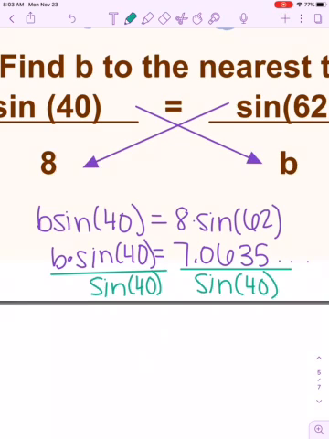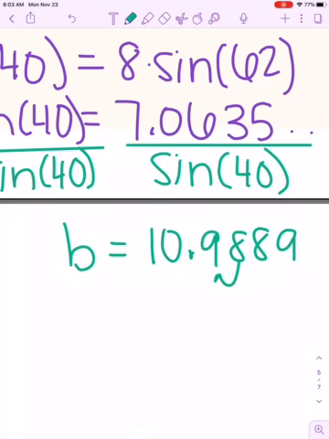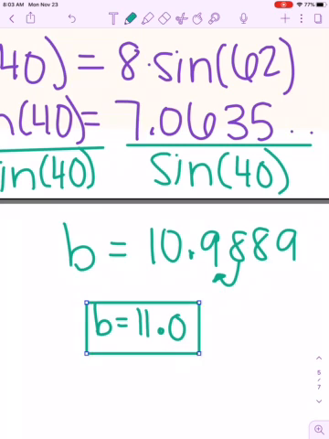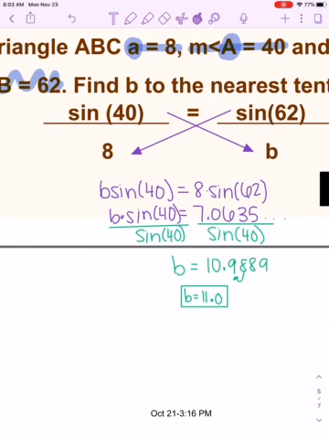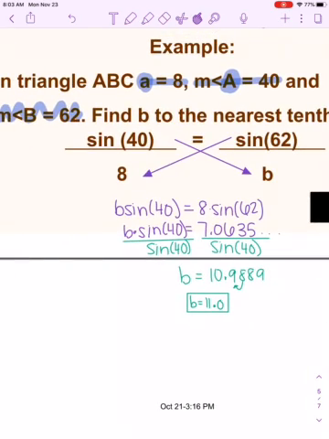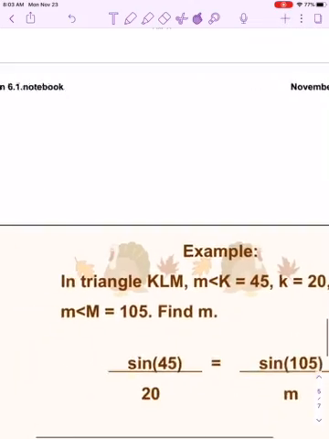And it's a side length that we are solving for, so we're going to do side lengths to the nearest tenth. So right now it says 10.9889. So the nearest tenth, this 8's going to turn the 9 into a 10, so this is actually going to be 11.0. Okay? And that's it. Just set up your proportions and cross multiply.